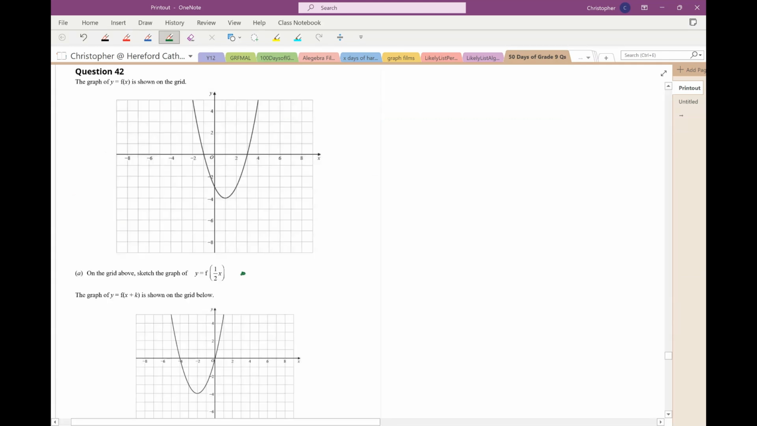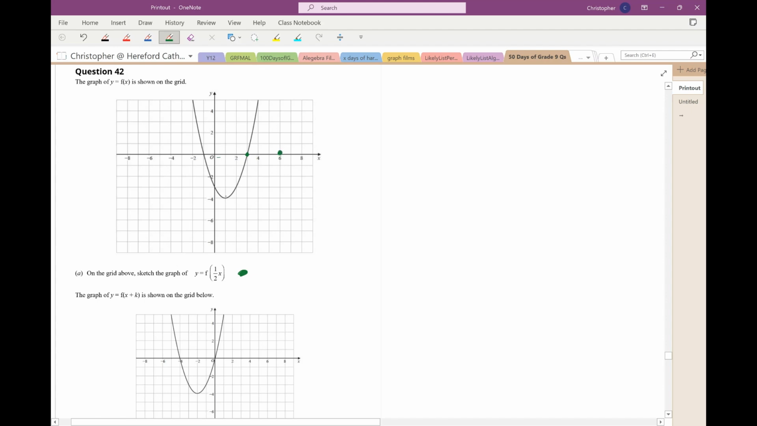Question 42. The graph of y equals f of x is shown on the grid. On the grid above, sketch the graph of y equals f of a half of x. So this is going to be a stretch along the x-axis, and it's a half of x there, so it's going to be a stretch of a factor of 2. So let's have a look at this point. This point is 3 away from 0, so it's going to become 6 away.